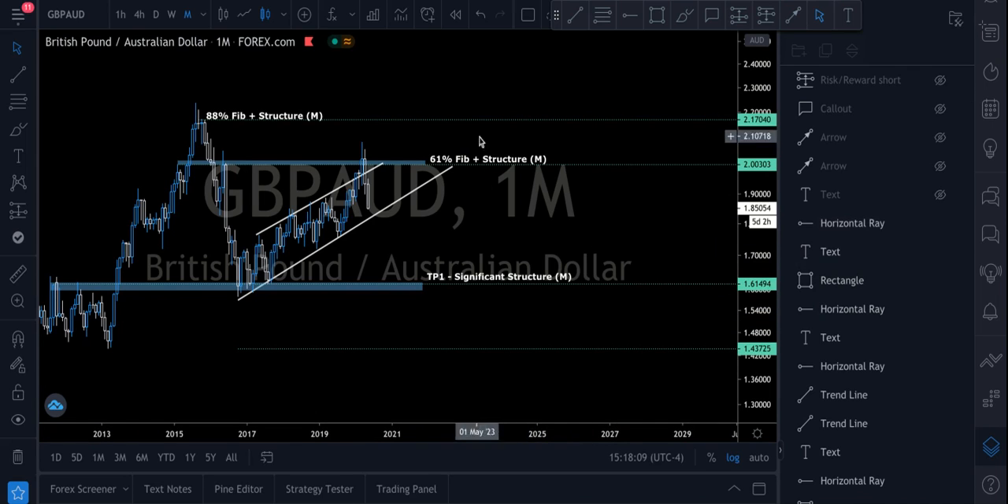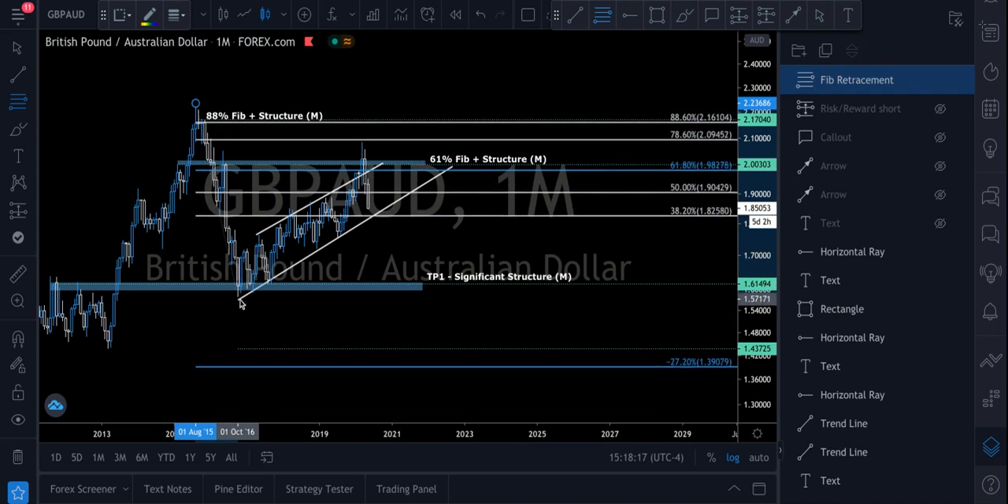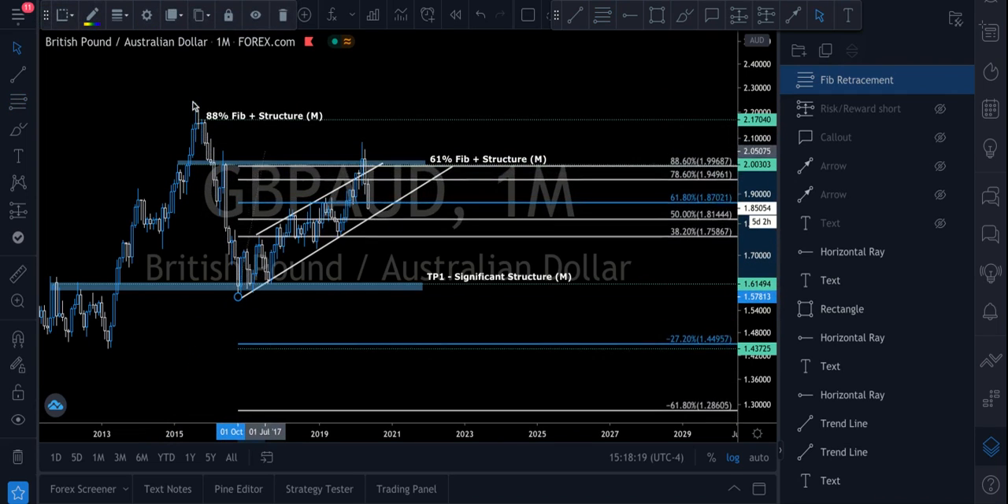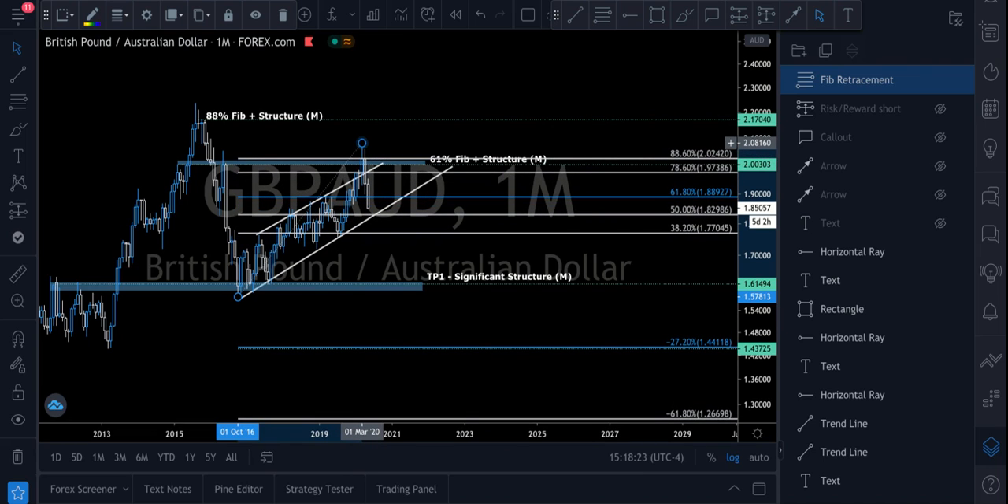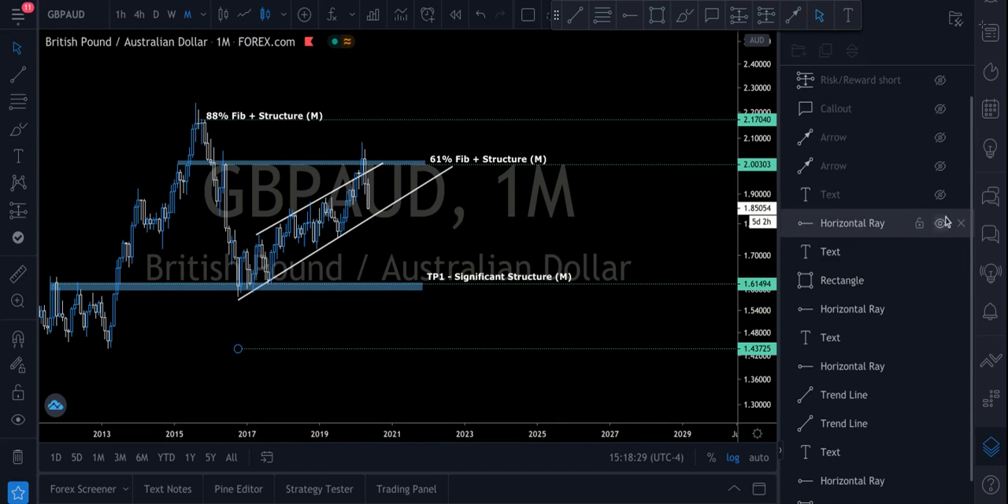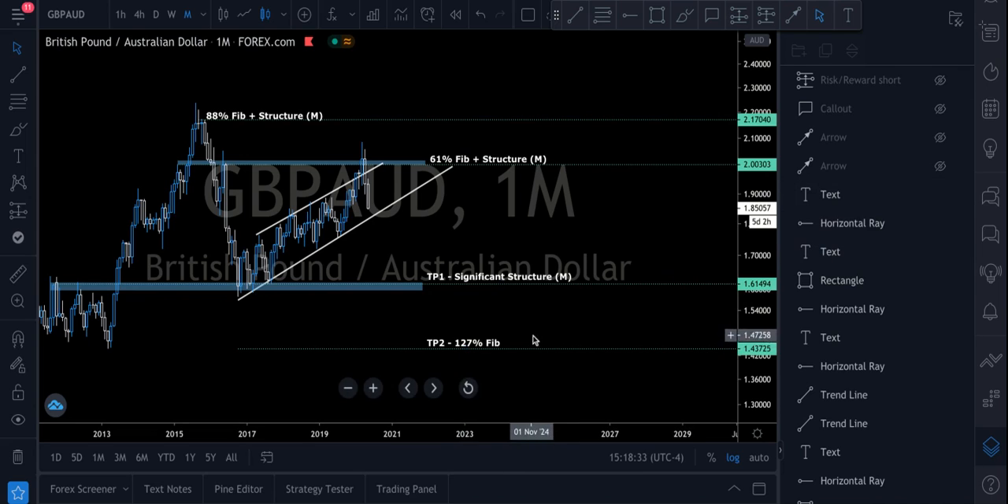Based on that, assuming that this area was the resistance area, which I talked about over the last month, and it turned out to be true, what I wanted to do was create a target point. You can see right here that it aligns perfectly with the 127 fib as well. And that is why I decided to make this area our second take profit, which is the 127 fib level.